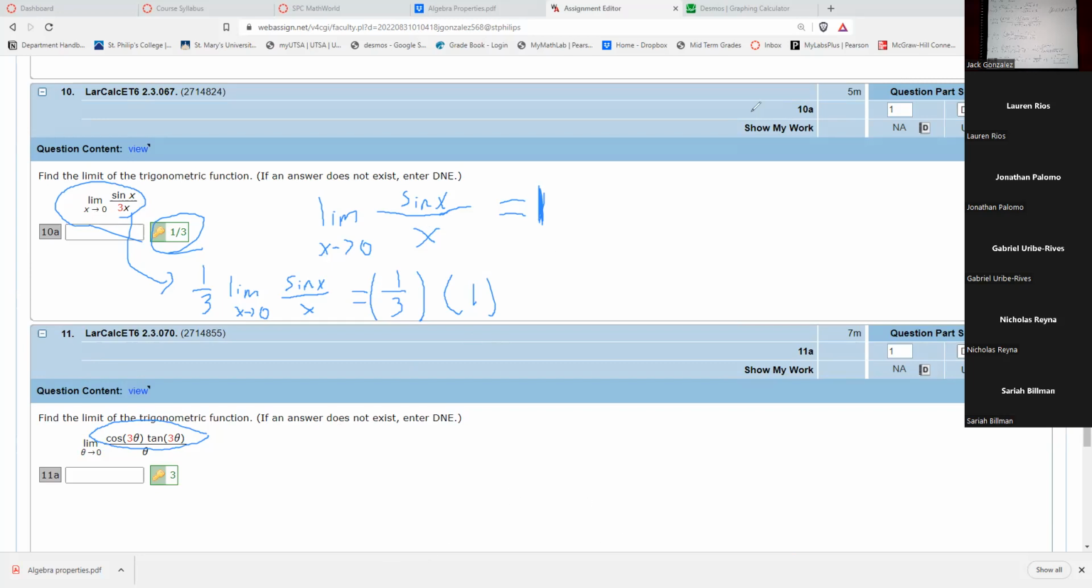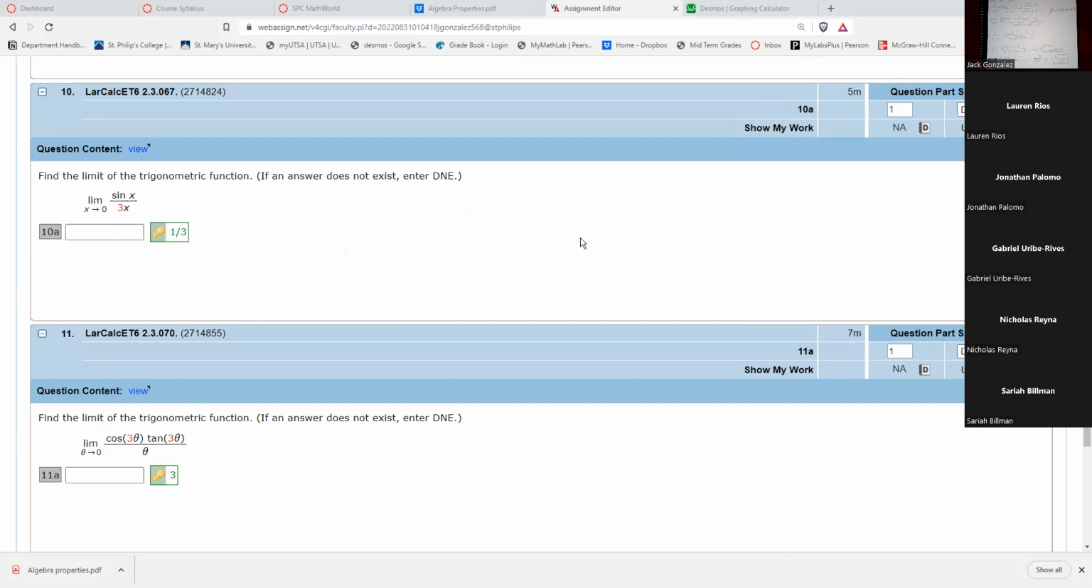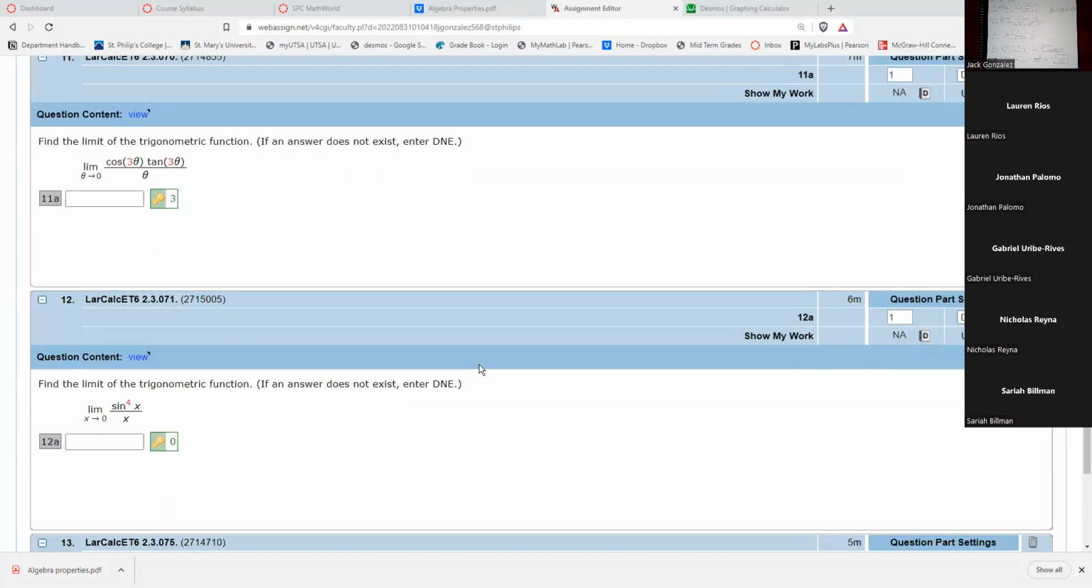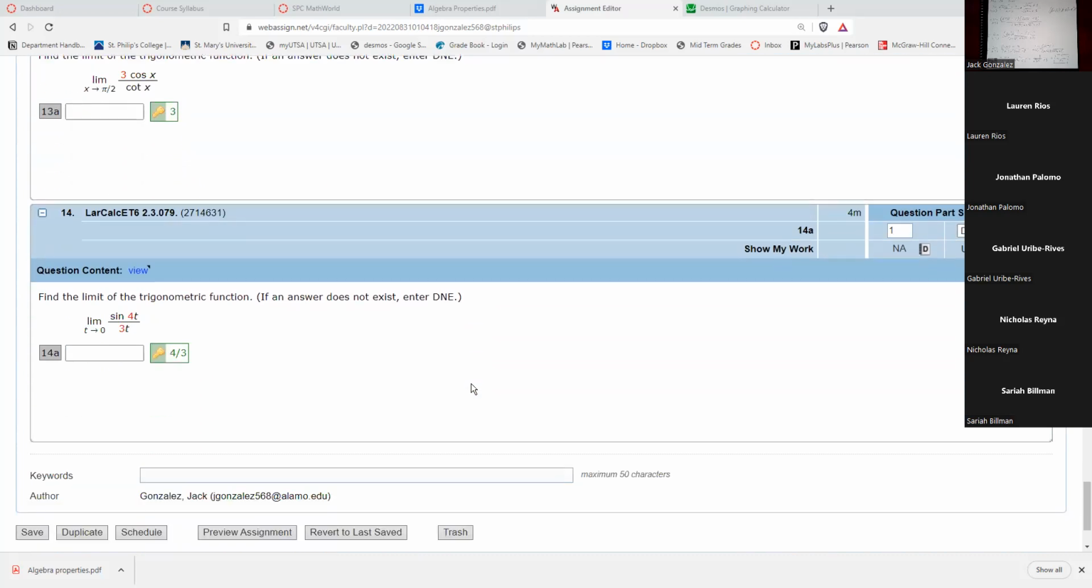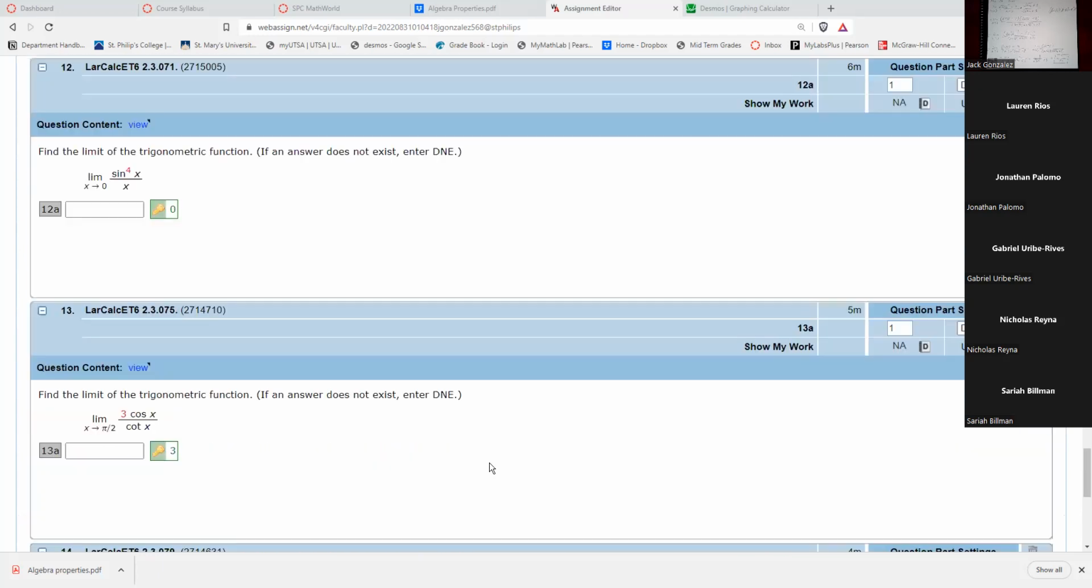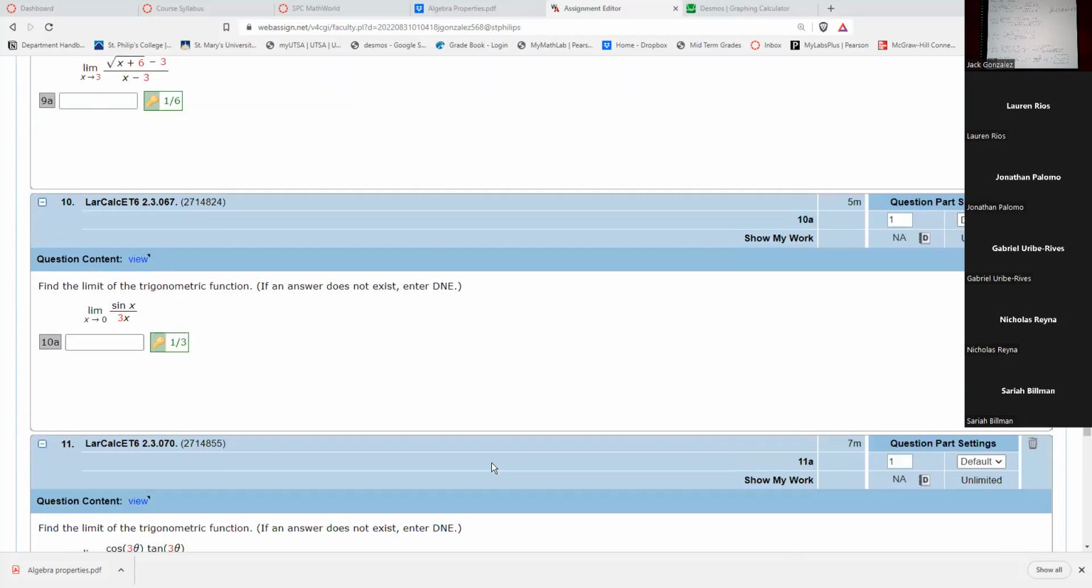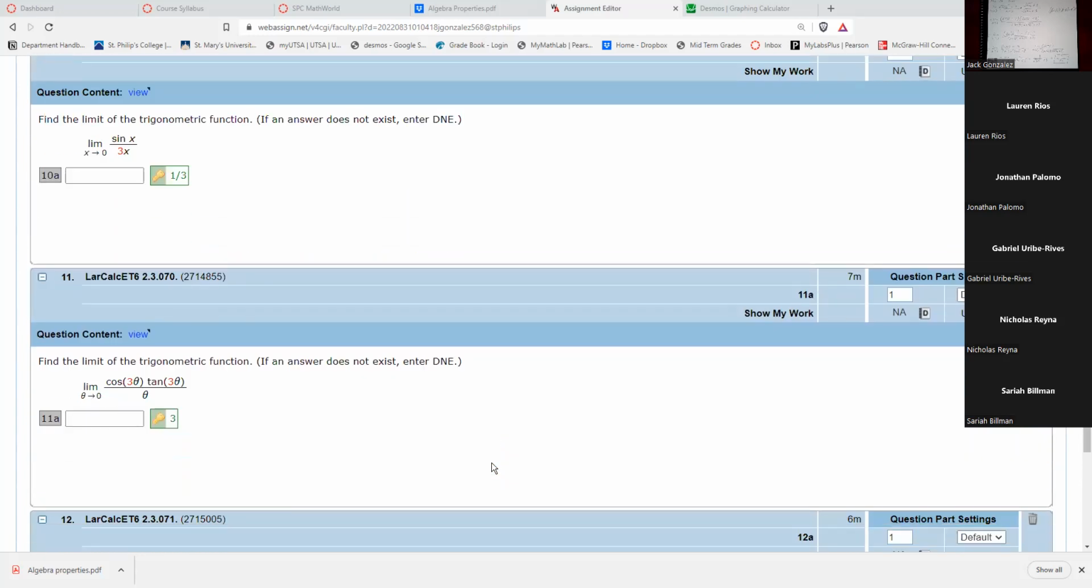Okay. So yeah, pretty much 10 through 14, it's going to be that same formula. You just might have to get clever with your algebra. But in essence, it's the same thing over and over again, the last few. Okay.